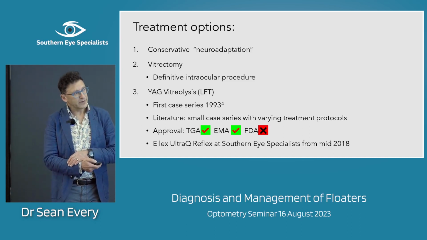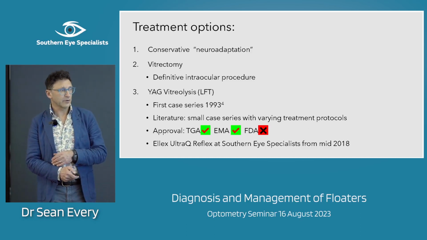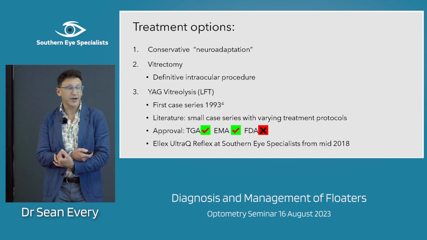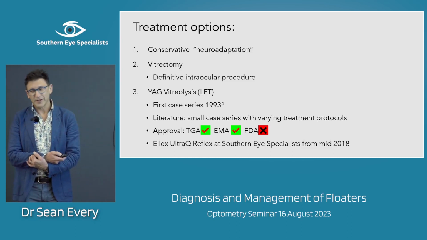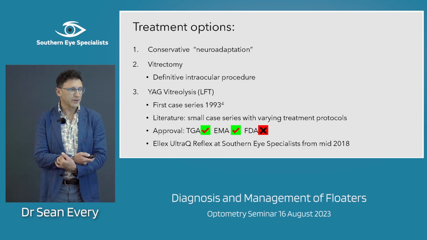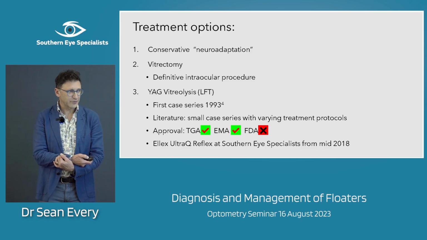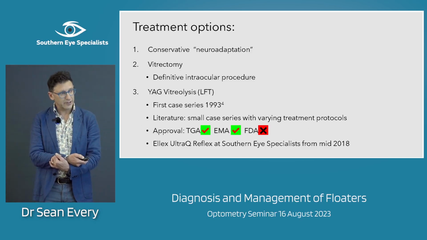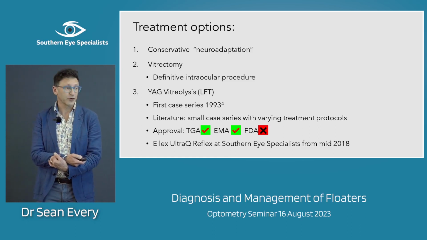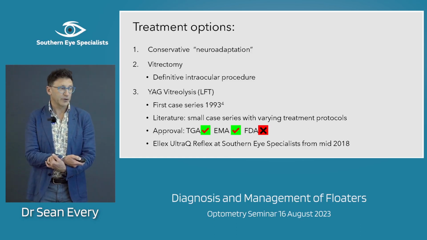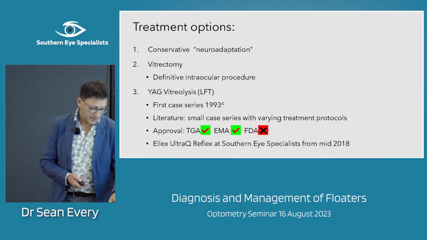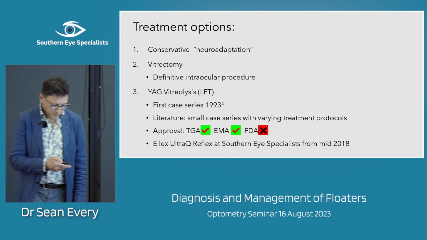And then more recently, there's been YAG vitreolysis or laser floater treatments. It's actually been around for a while, with the first case series reported in 1993. But they're all small case series with varying treatment protocols. It's been approved as a surgical device in Australia and in Europe, but not by the FDA, so it's very much an off-label treatment in the United States. And we've had this Ellex Reflex machine at Southern Eye Specialists from mid-2018.